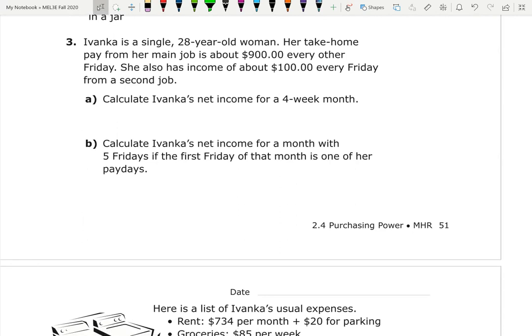Ivanka is a single 28-year-old woman. Her take-home pay from her main job is about $900 every Friday. She also has income of about $100 every Friday from a second job. Calculate Ivanka's net income for a 4-week month. So remember, when we see the word take-home, that means your net income.